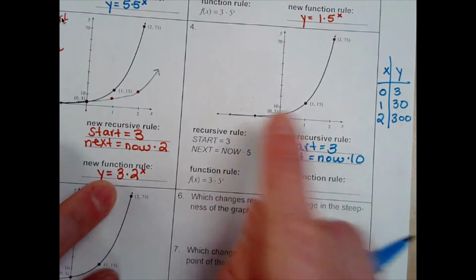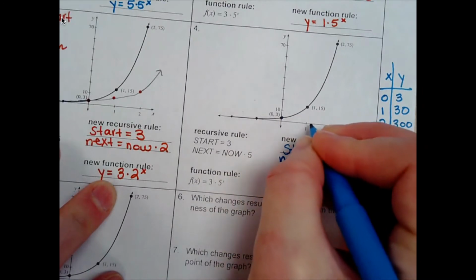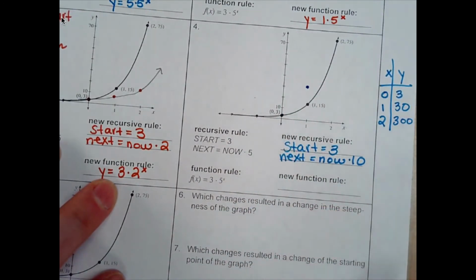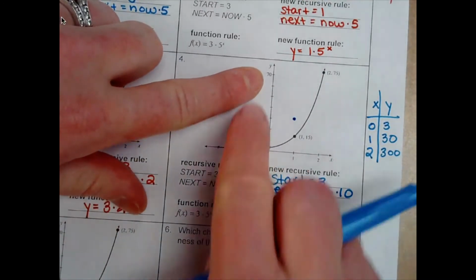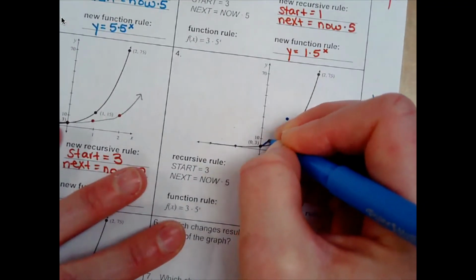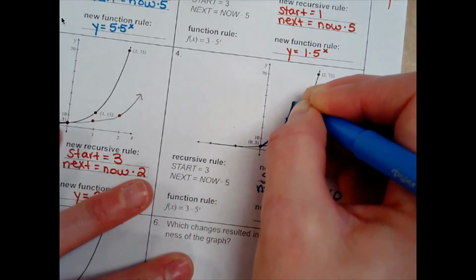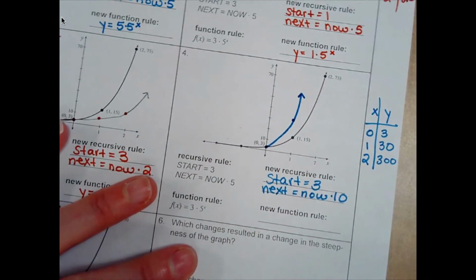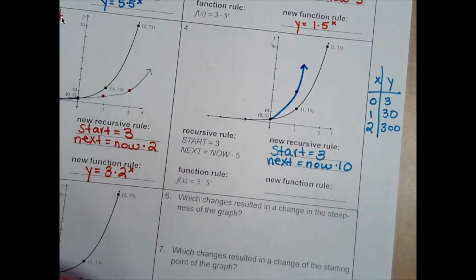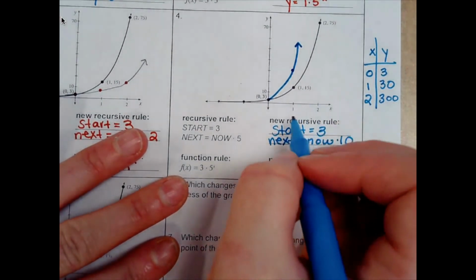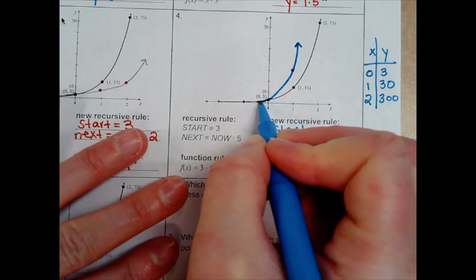All right, so let's see. 0, 3, 30, and then I can't even fit 300 on here because that's 70. 140, 28, like it's going to zoom up there. So it's going to go like that. So then this is going to skate along the bottom.